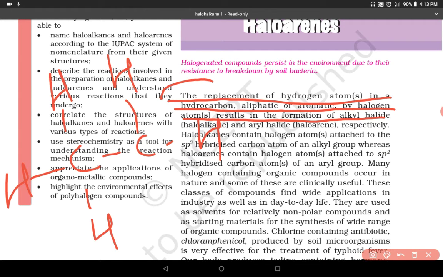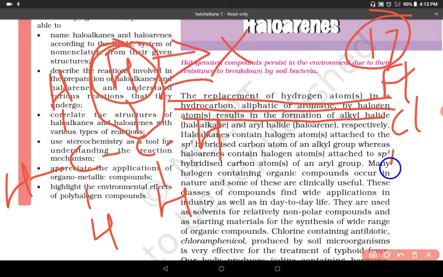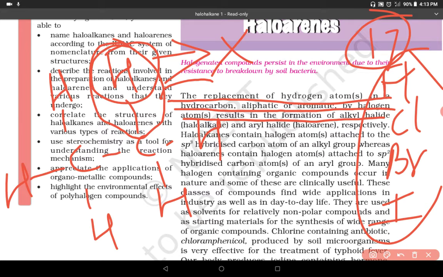If this is a hydrocarbon, you can replace any of the hydrogens. Okay, I would like to replace this hydrogen. If this hydrogen is replaced by a halogen, what is the halogen? The 17th group of the periodic table, that is fluorine, chlorine, bromine, iodine. These are the major halogens which replace the hydrogen in the hydrocarbon, either aliphatic or aromatic.